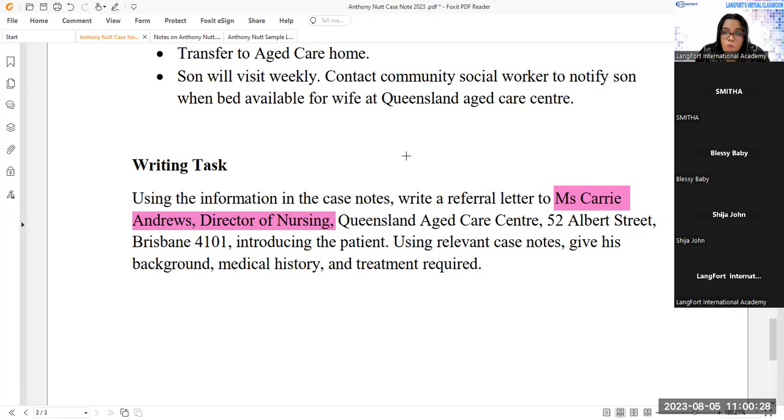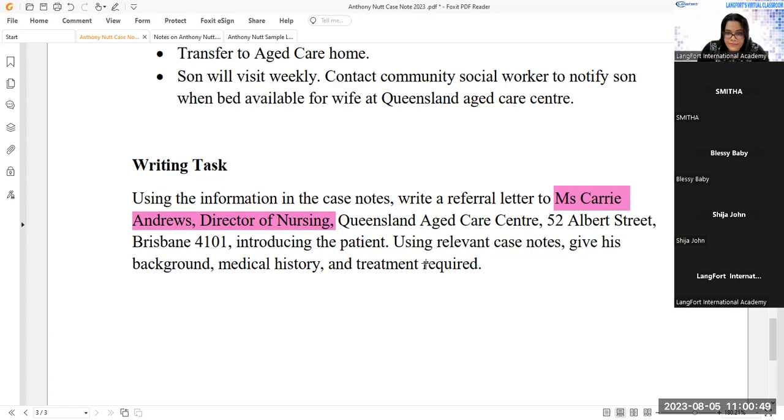No. So what we know is only about our reader. We have not figured out our purpose. We don't know whether the reader knows the patient. And this one does not have a first paragraph where it says our role. So we don't know any of those things. We only know our reader's name. Reader is a director of nursing at Queensland Aged Care Center. That's all we know.